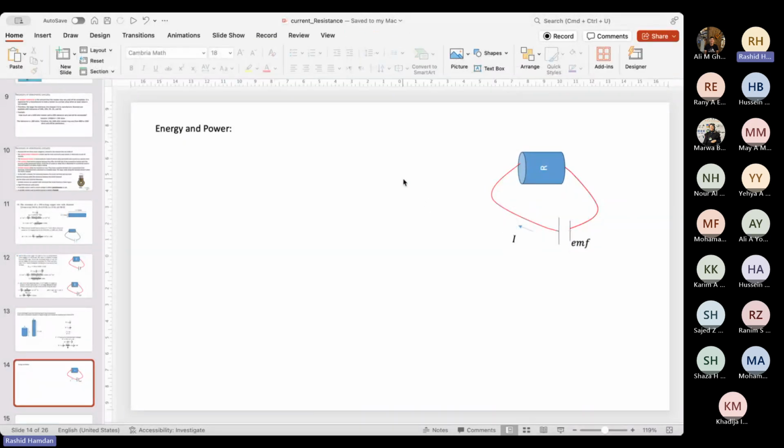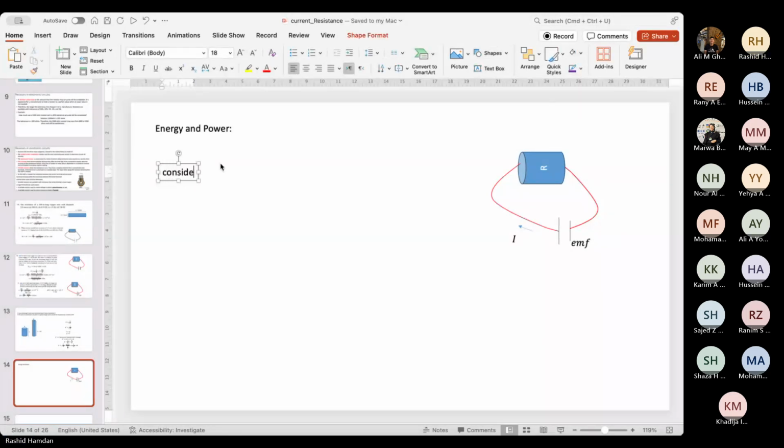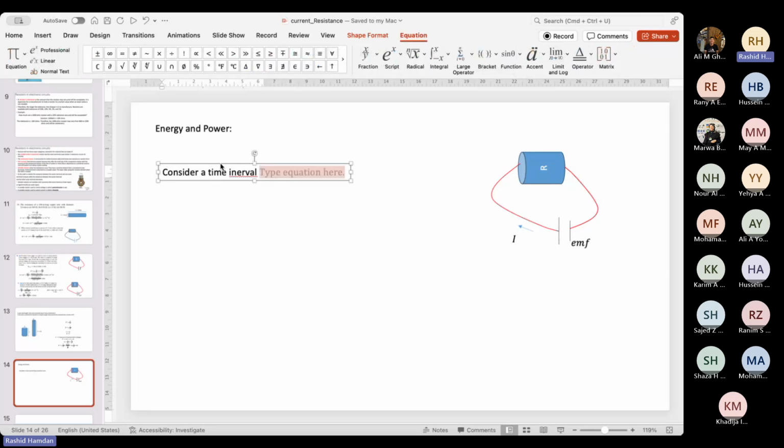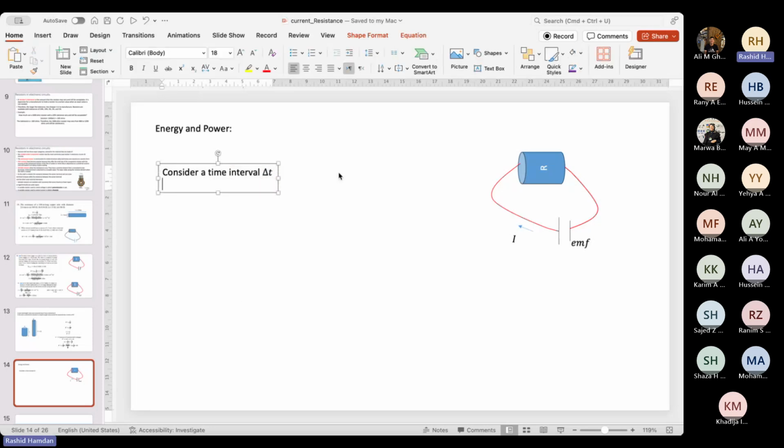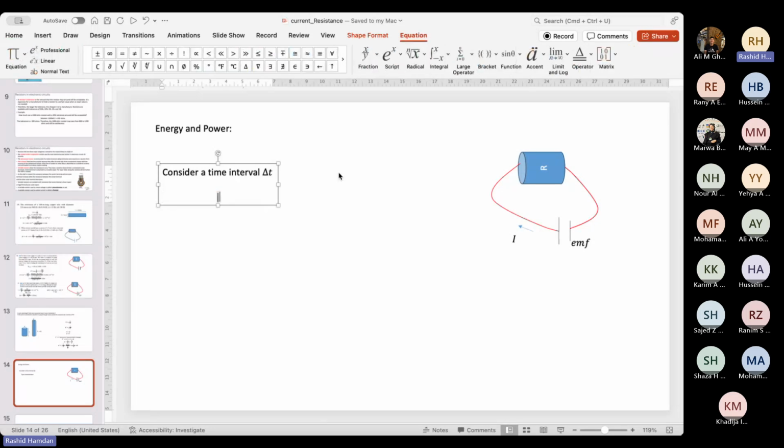If we take a time interval dt, or delta t, during that time interval, there is a charge that goes around. So the charge that goes around in the circuit, dq, is equal to I, the current in the circuit, times delta t. That's the definition of the current, right?